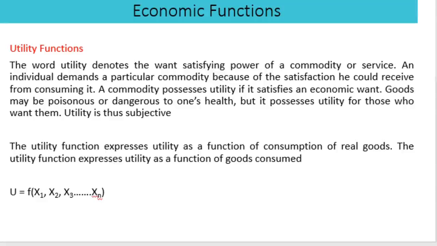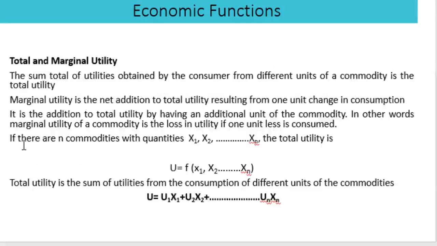And the utility function expresses utility as a function of consumption of real goods. The utility can be expressed as a function of the goods consumed, like this: U is a function of x1, x2, x3 to xn. That is, these are the various commodities consumed. We have different types of utility like total utility, marginal utility, etc.